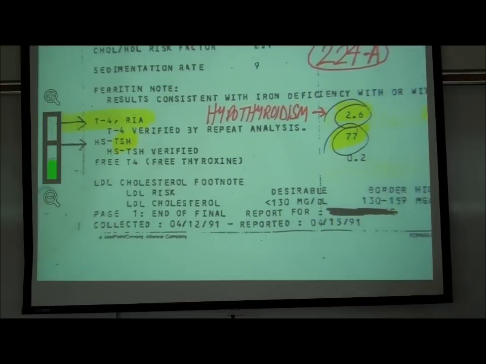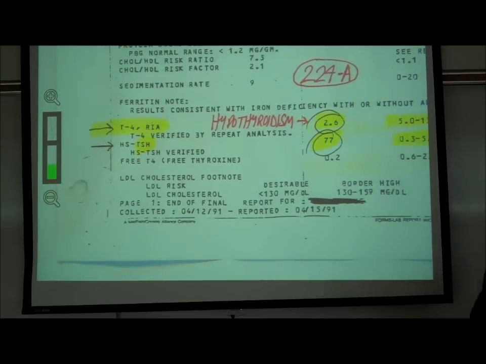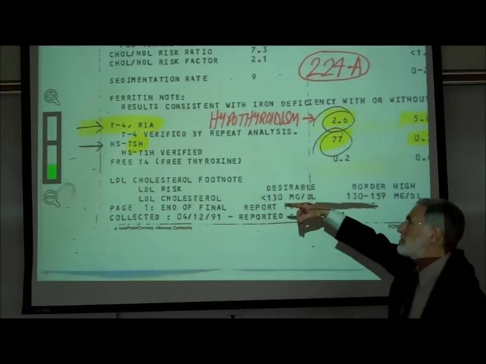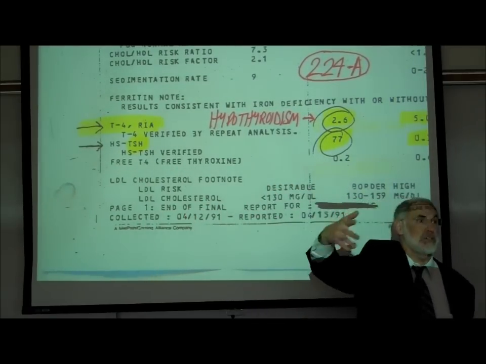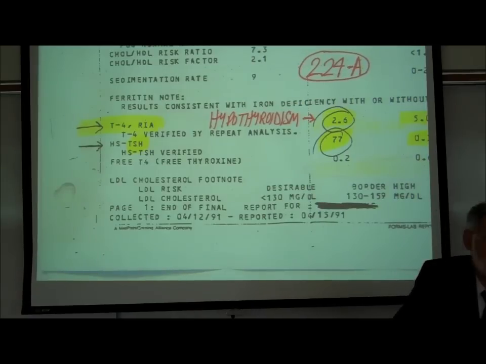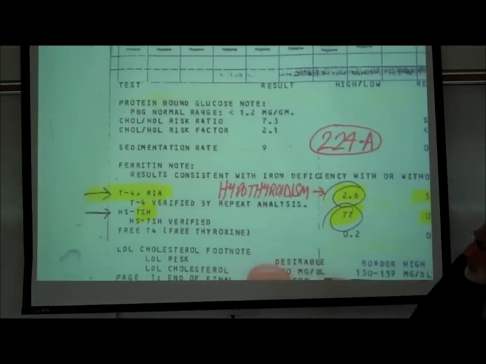So she must have been complaining that she was tired and cold and maybe gaining weight. So they actually, in addition to the regular blood tests, they don't always run your thyroid function. That's not one of the standard tests. These are the standard ones right up here. But they did test her.